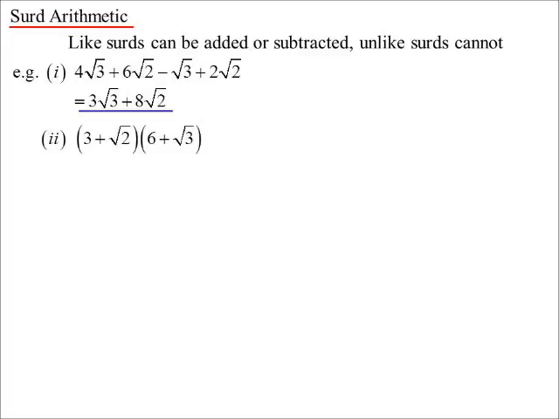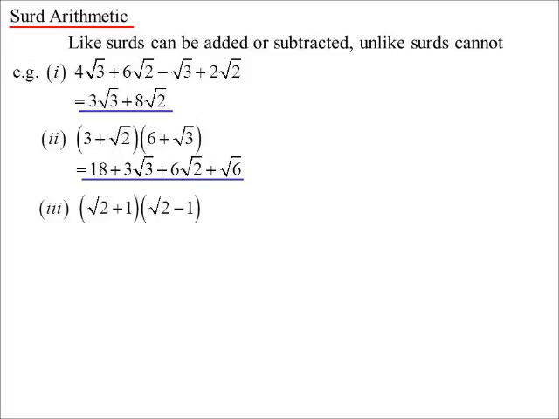Becomes like a binomial product. First, outside, inside, last. Remember? The face. In this case, nothing simplifies down. Difference of 2 squares. Very common question in surds, because of course we use that in something else we'll see very shortly.